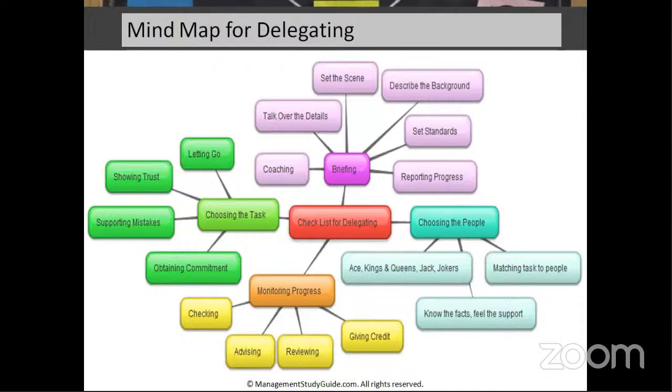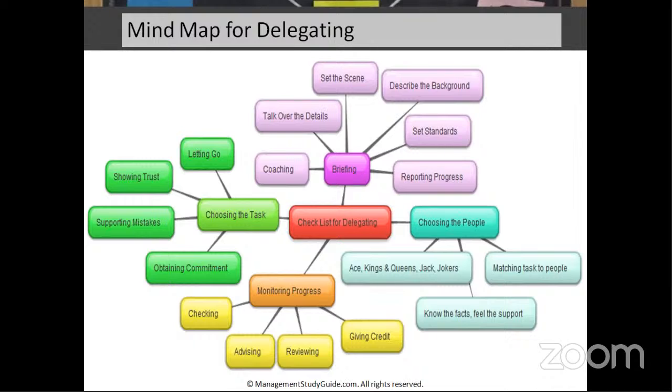Checklist for delegating. So we have briefing. Under briefing, we have coaching, talk over the details, set the scene, describe the background, set standards, and report progress. Then we have choosing the people. Under choosing the people, we have axe, kings, queens, jacks, jokers. That's to say, know your team members.